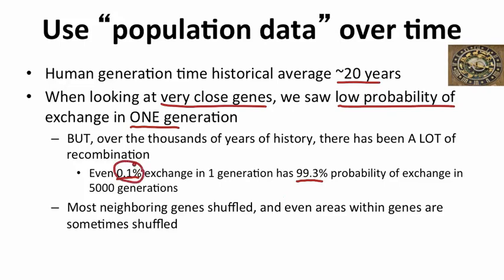Over human history, most neighboring genes will have had their alleles shuffled. This will be true even for very close genes, and even sometimes within genes. You'll actually find some areas inside a gene that will have a crossover event. So you'll have, for example, the father's copy and mother's copy, and a crossover event that makes it so this end of the mother's copy links up with this end of the father's copy. Now, let me show you this with a picture.